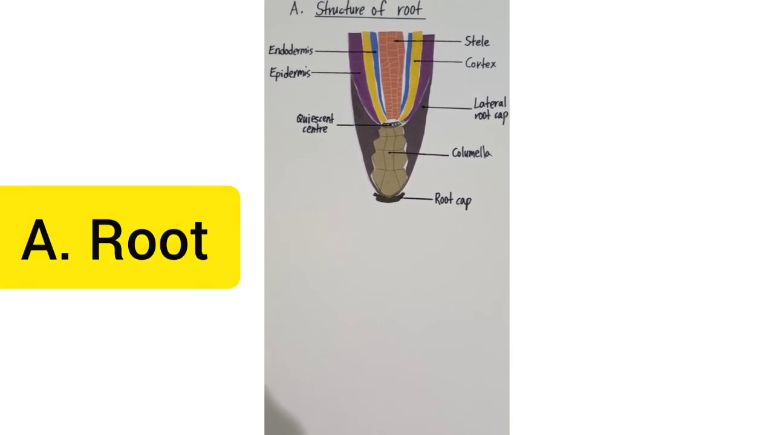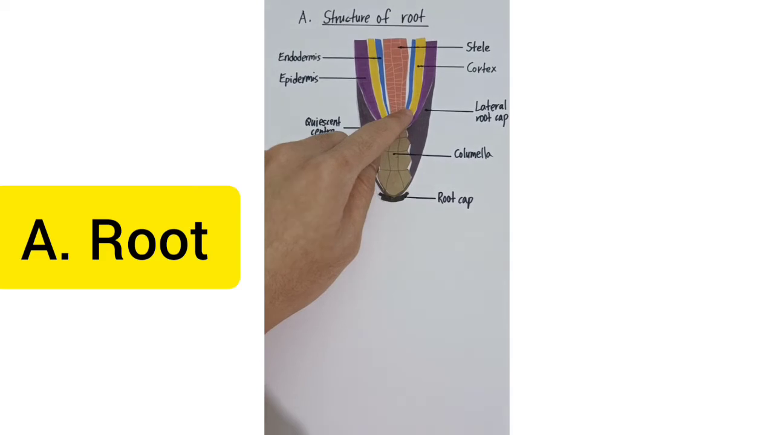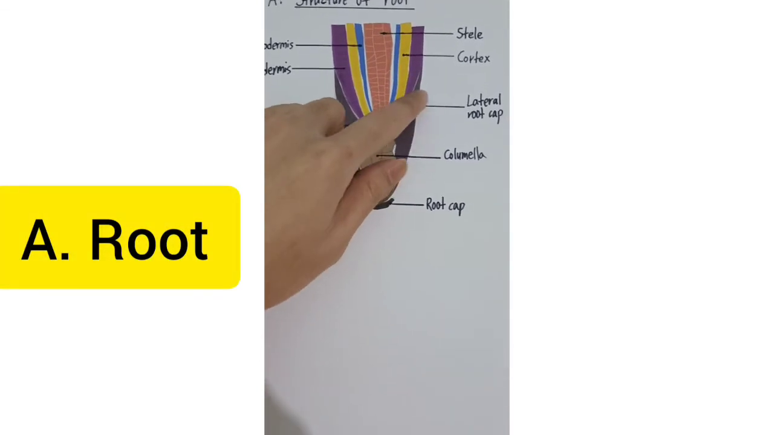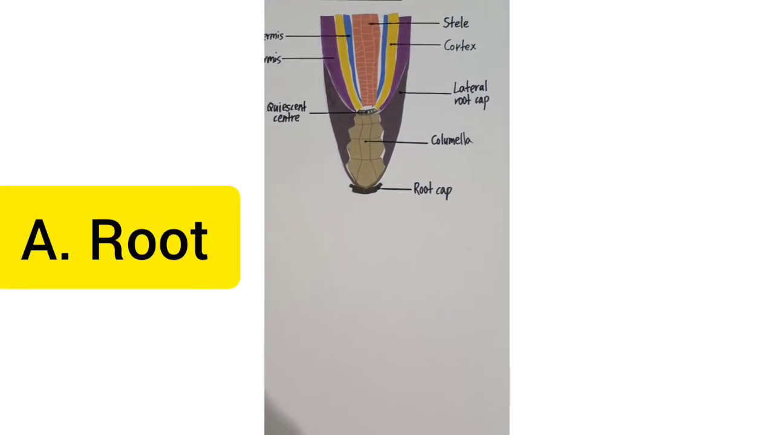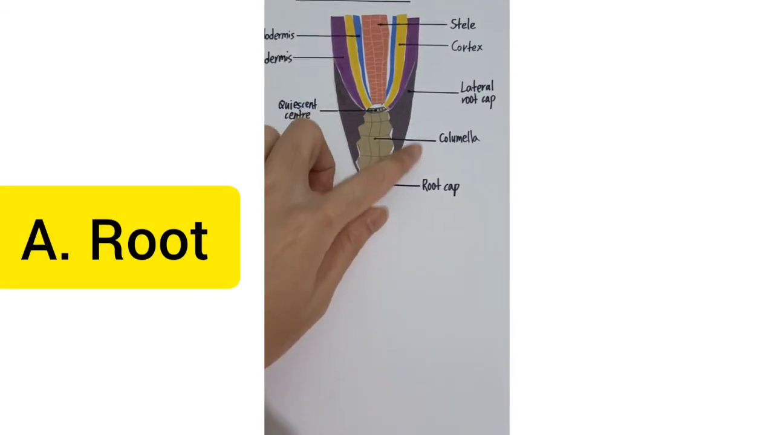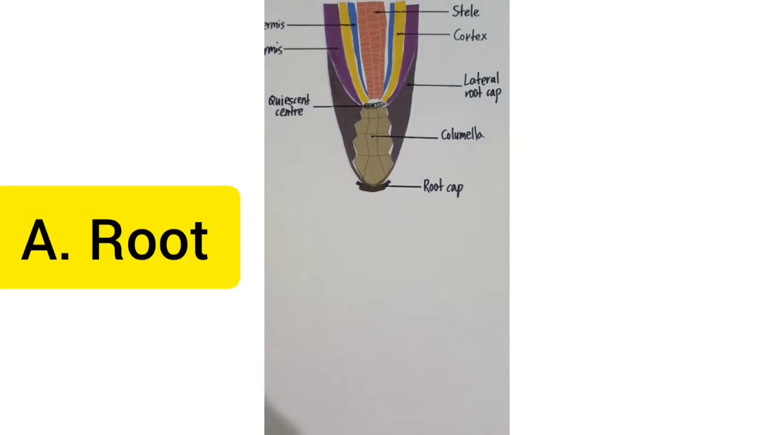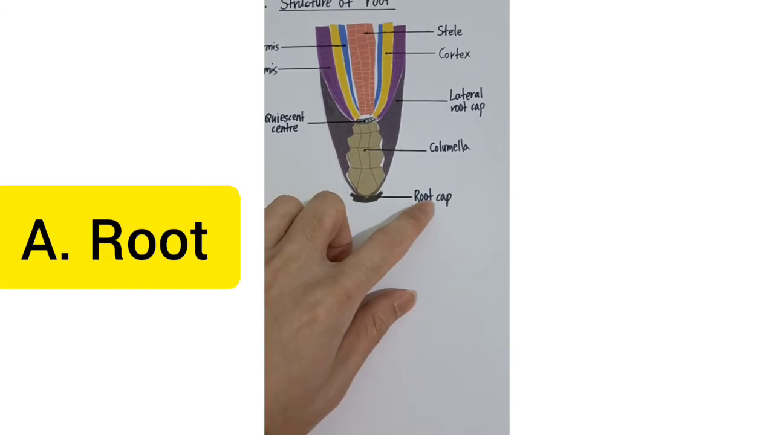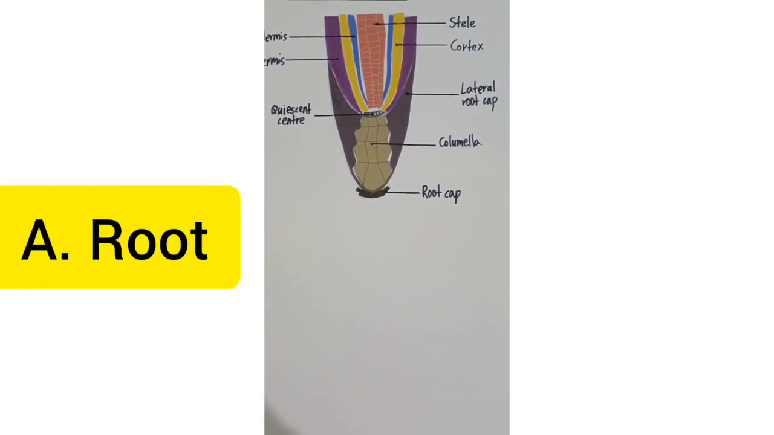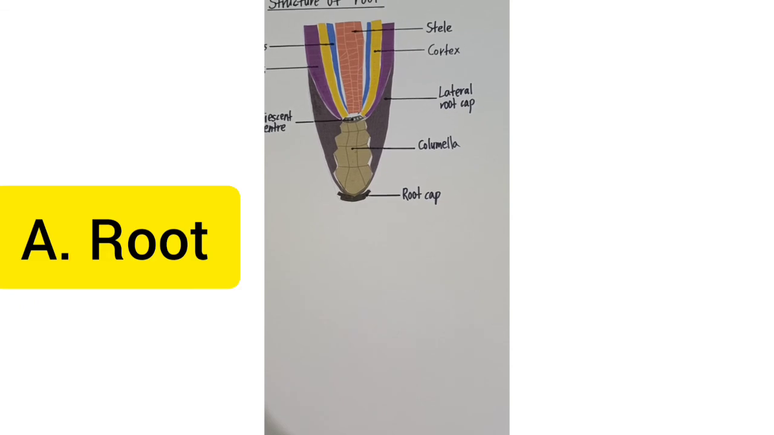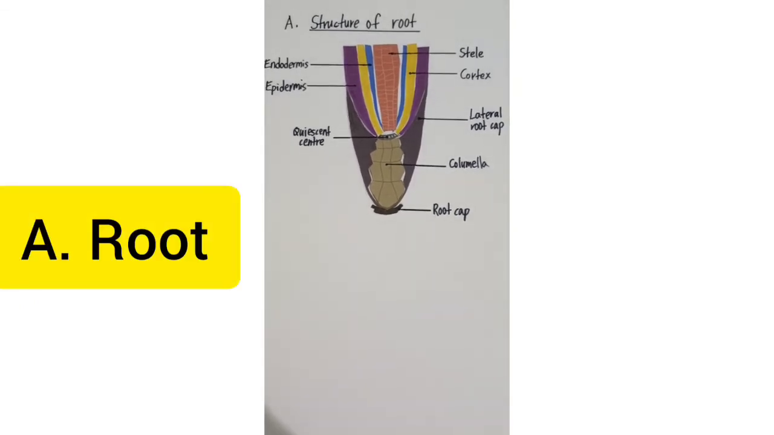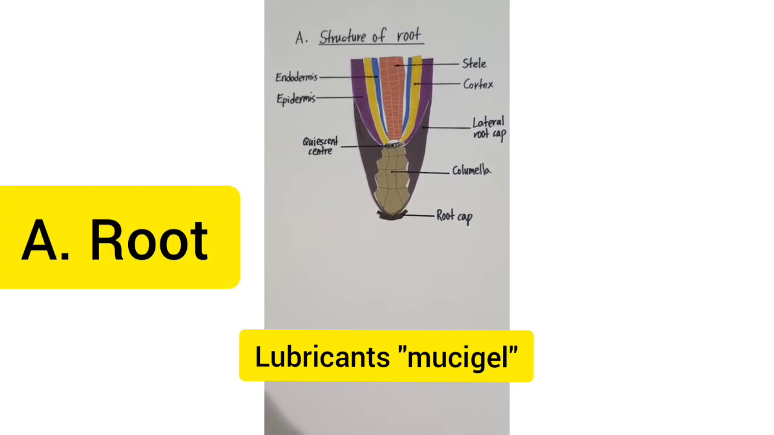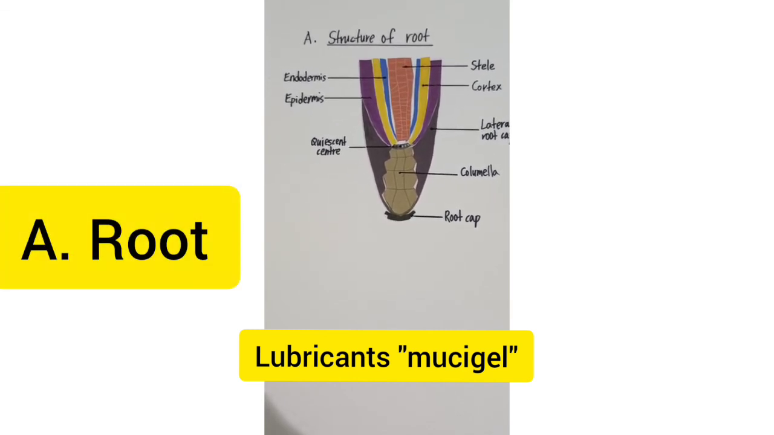Next, lateral root cap, which is represented by the dark gray color here. Next about the root cap. The root cap, which is represented by the black color here, functions to protect the root against mechanical injury, as it can secrete a lubricating substance known as milky gel that eases the movement of the root when the root grows by penetrating through the soil.